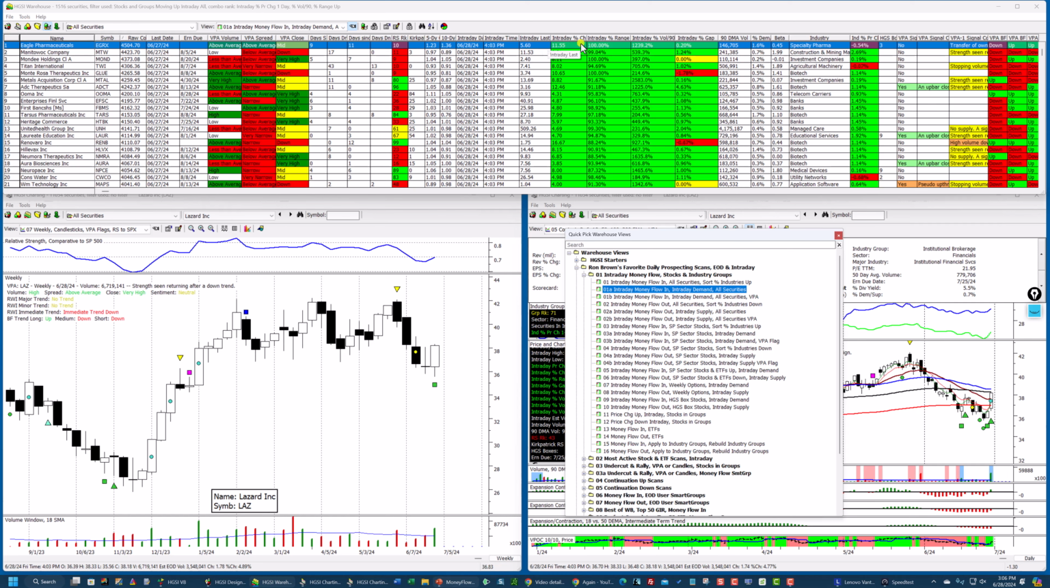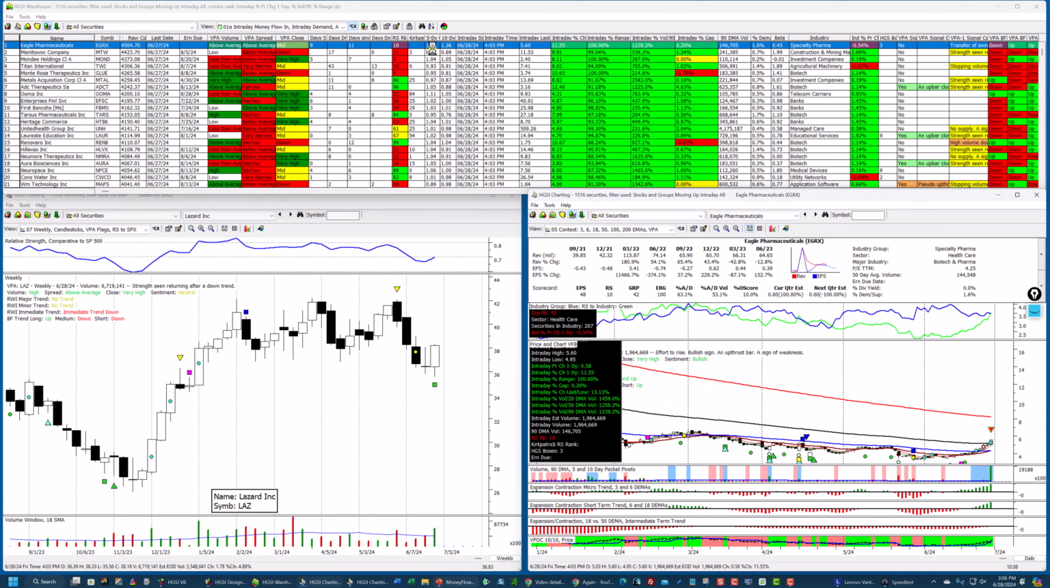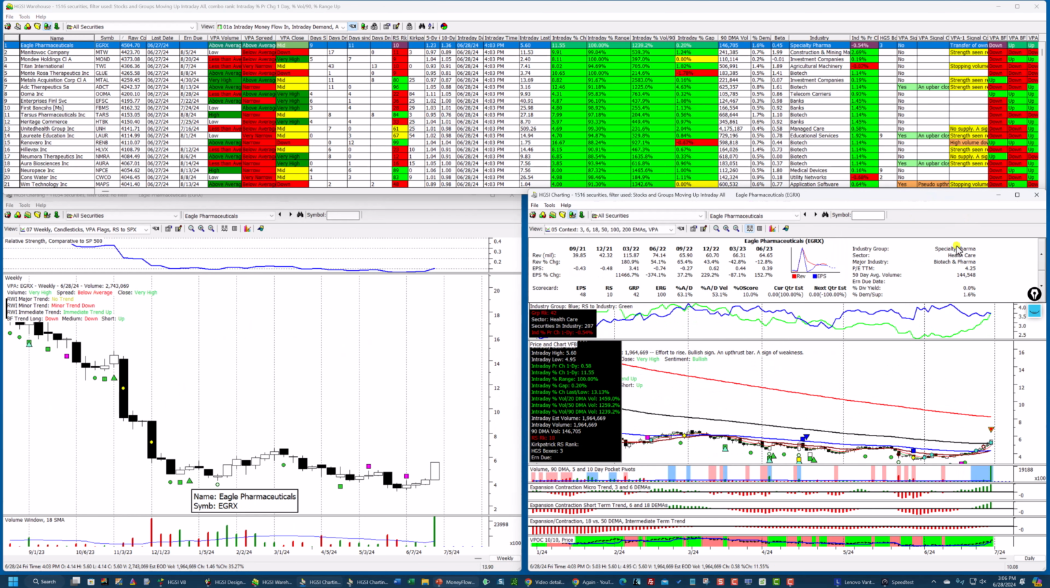It's not an expensive stock. It's closed at 100% of its range. Volume was tremendous today. It's a specialty pharma, but it doesn't trade much. And look at the relative strength. Let's bring it up anyway. You can see that it's coming off of the bottom.